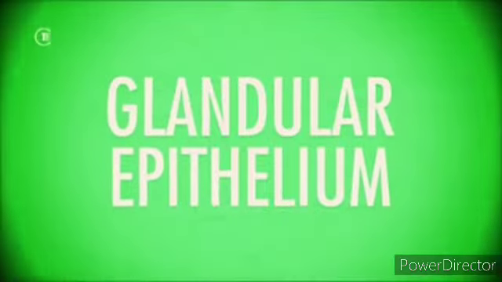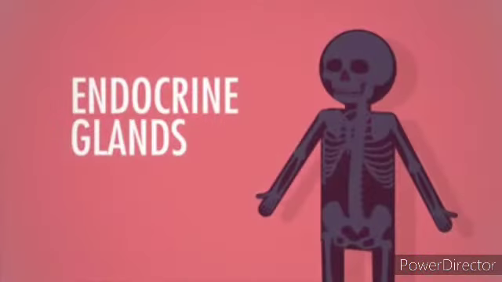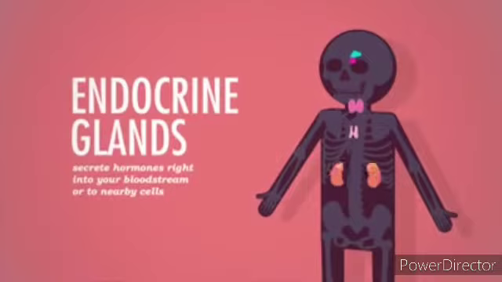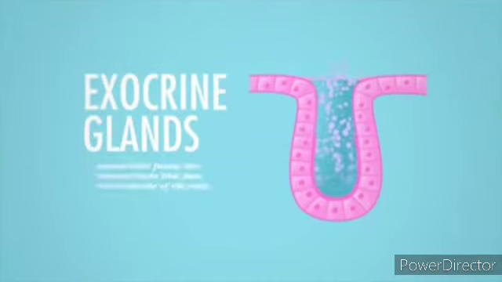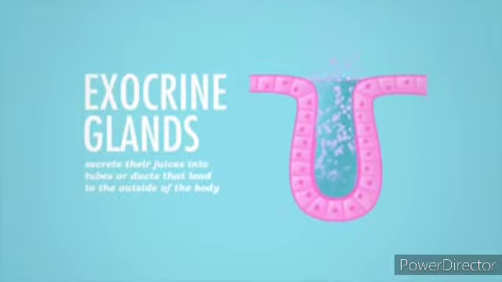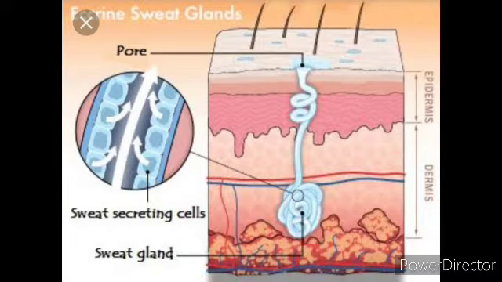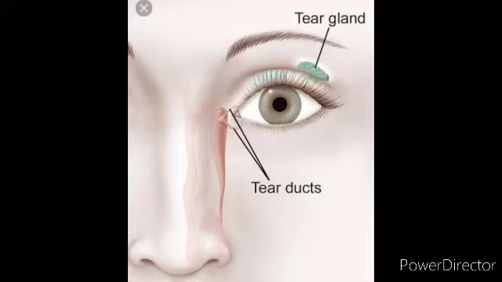Glandular epithelium. Columnar epithelium cells modified as gland cells secrete substances at the epithelial surfaces, and these are nothing but the glandular epithelium. These are found in sweat glands and tear glands.